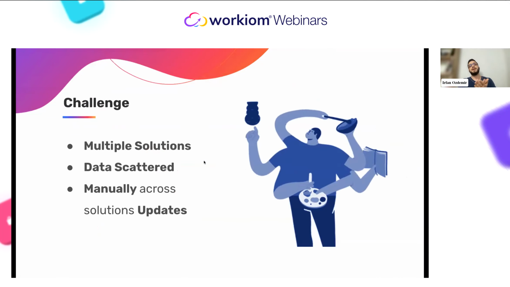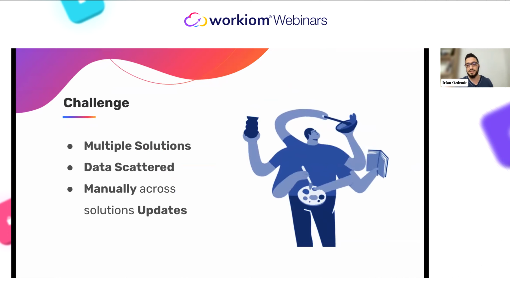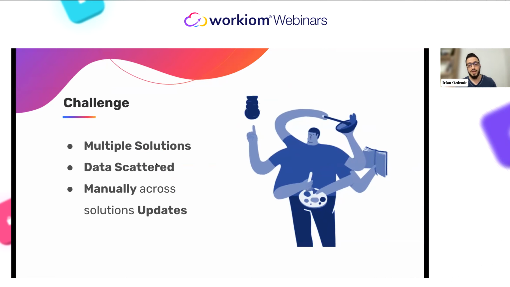So first of all, what is the challenge that we're addressing here? It's having multiple solutions. One, for example, for CRM, one for hiring, applicant tracking system, and one for task management. So that's a lot of solutions in a lot of places, which consequently causes the second problem, which is your data being scattered in a lot of places. More than that, if your data is scattered in more than one place, if you update something somewhere, you're going to have to go and manually update it in all these other places as well.